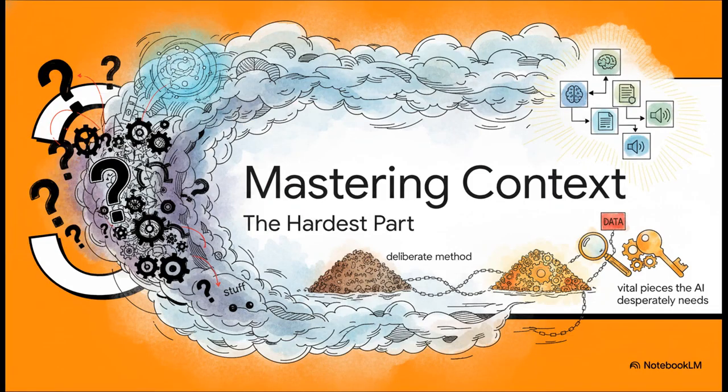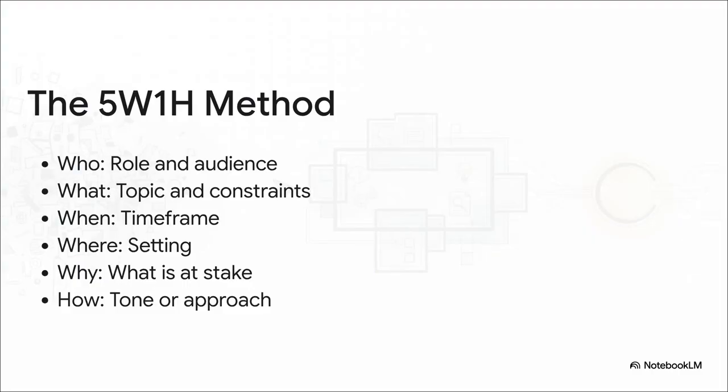Which brings us to Section 3, mastering the context element. Okay, so out of all 6 elements in QCraft, context is the one that trips people up the most. Hearing, just give the AI more context, sounds great in theory, but without a deliberate method, we just end up either over-explaining completely irrelevant details or leaving out the crucial pieces the AI desperately needs.